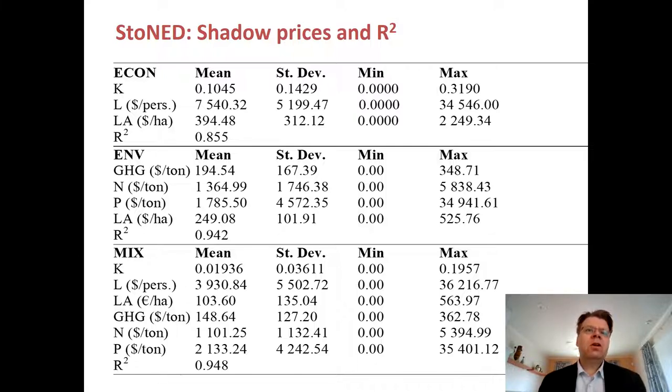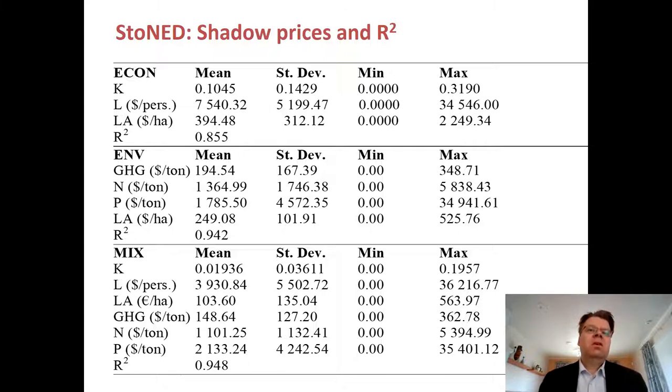So let's first look at the R squared statistics. So that's the bottom row for each part of the table. So obviously the R squared statistic will be highest when we include all of the variables. So the mixed model has the highest empirical fit. But it's quite interesting to observe that the environmental model doesn't fall very far apart from this mixed model, and the economic model has considerably lower R-squared statistic.